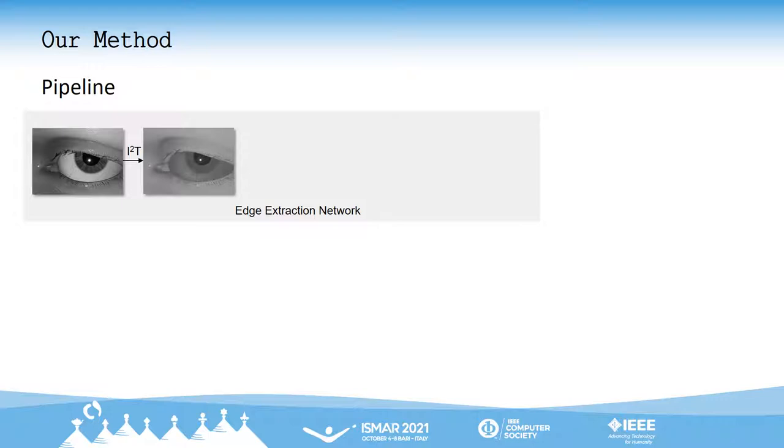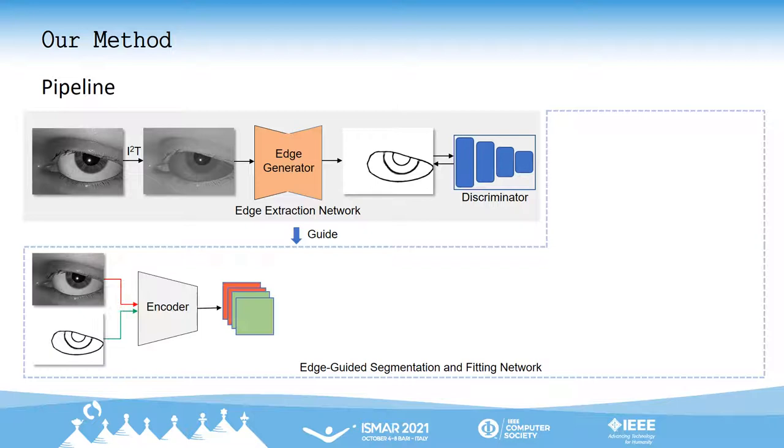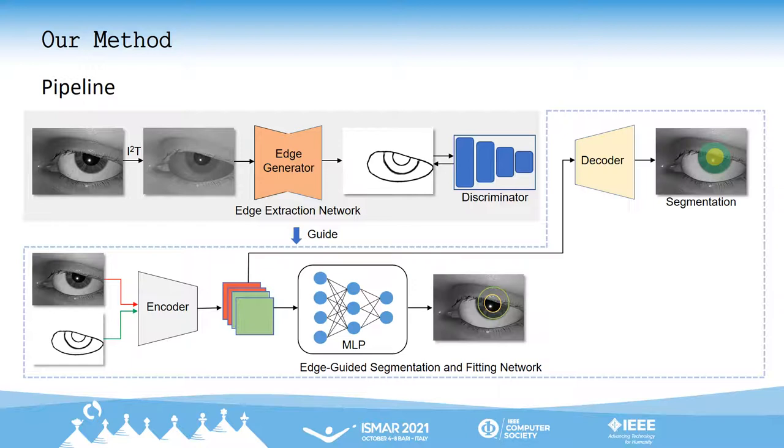To acquire sufficient realistic training images, we further propose the image intensity transfer approach for generating realistic images from synthetic images. The edge extraction network is optimized with adversarial learning to produce high-quality edge maps. We then propose an edge-guided segmentation and fitting network. Both eye images and the generated edge maps are fed into the network to perform multitask learning. The network respectively generates the eye segmentation and regresses the ellipse parameters of pupil and iris.